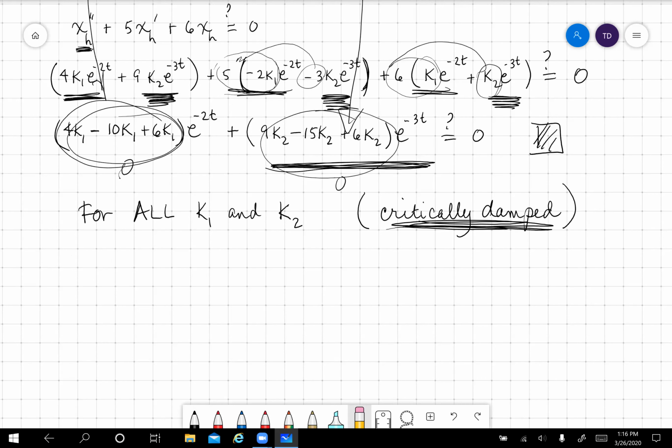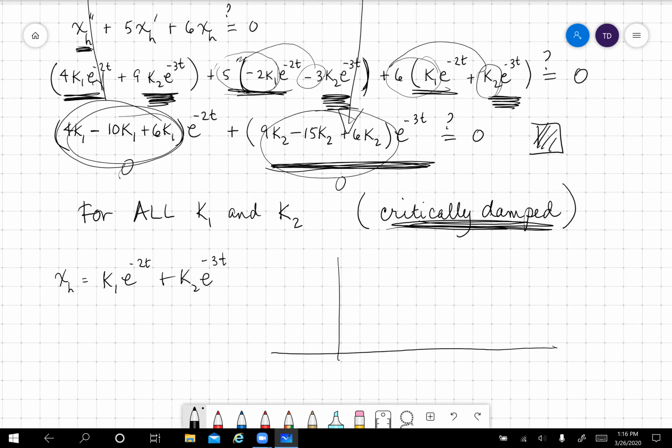Before we go to category 2, does anybody have any idea if we were to sketch this, what this might look like? We know that x_h equals, and it works for any values of K1 and K2, so you can pick any value you want, K1 e to the minus 2t plus K2 e to the minus 3t. What does that look like? Well, we know what each of these individually looks like. Just pretend K1 and K2 are positive numbers. I know we don't know what they are.